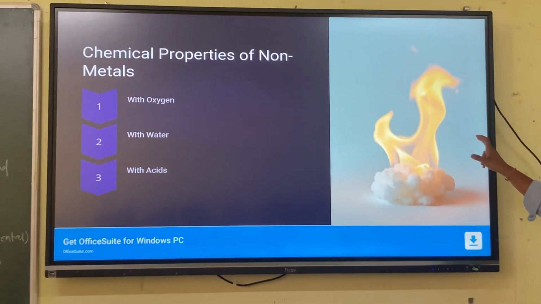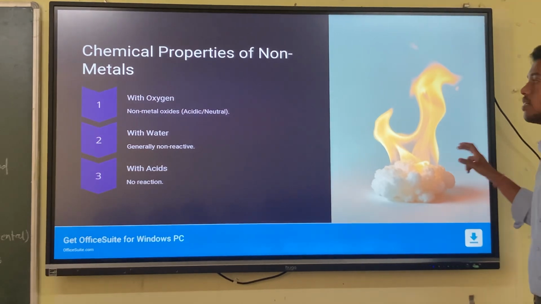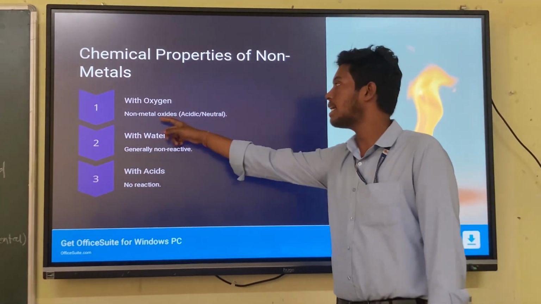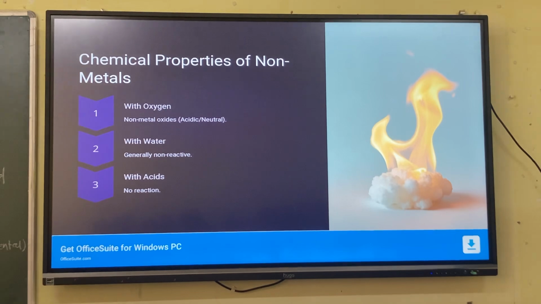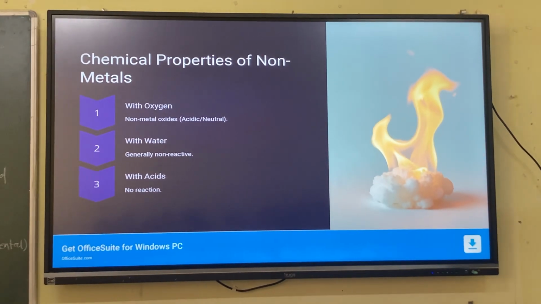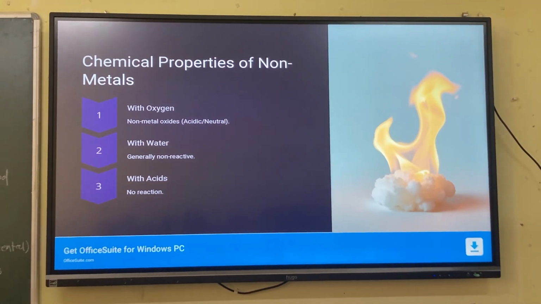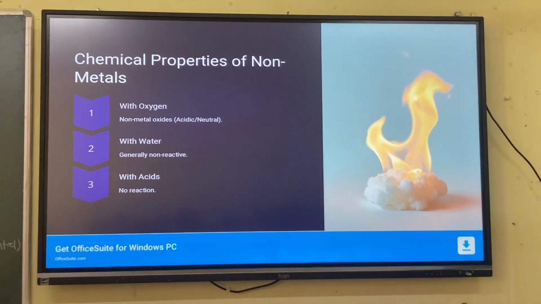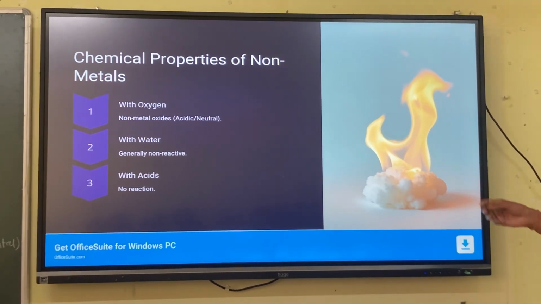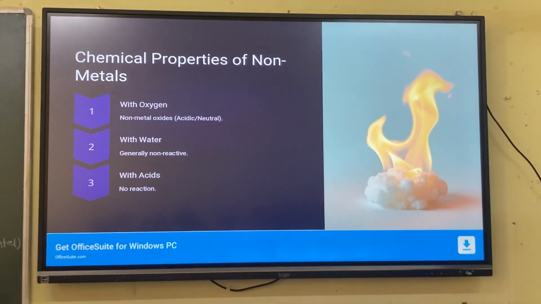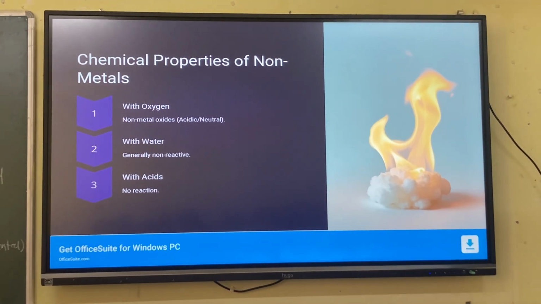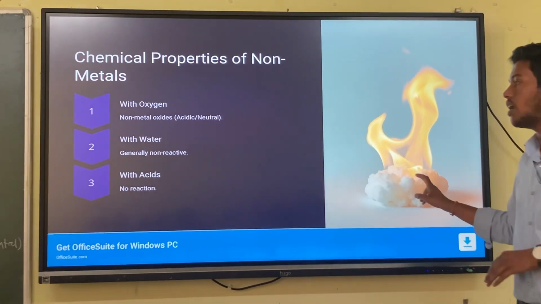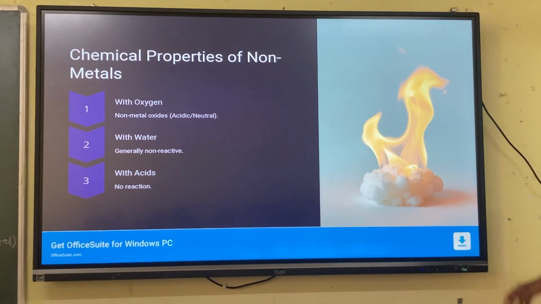Here are a few chemical properties of non-metals. When non-metals react with oxygen, they form non-metal oxides. When they react with water, generally they are non-reactive. In daily life you have seen that when we dissolve non-metals in water, they are generally not reactive. With acids, no reaction occurs.